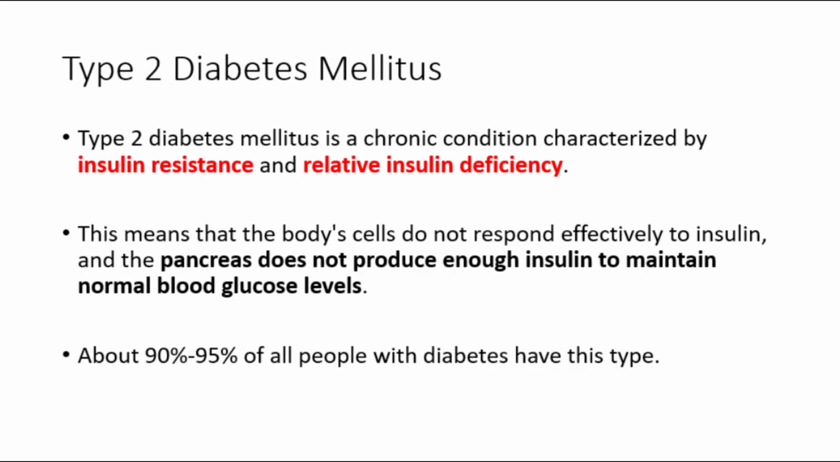Type 2 diabetes mellitus is a chronic condition characterized by insulin resistance and relative insulin deficiency. This means that the body's cells do not respond effectively to insulin, and the pancreas does not produce enough insulin to maintain normal blood glucose levels. About 90 to 95% of all people with diabetes have this type.